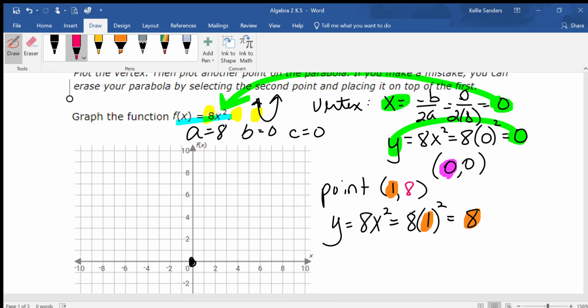So now I've plotted 0, 0, and I'm going to plot 1, 8, and IXL is wonderful because we know a parabola is symmetric. So whatever's on one side of the vertex, you have it on the other side of the vertex. So IXL is going to give you that, and it's going to draw this parabola that opens up for you.